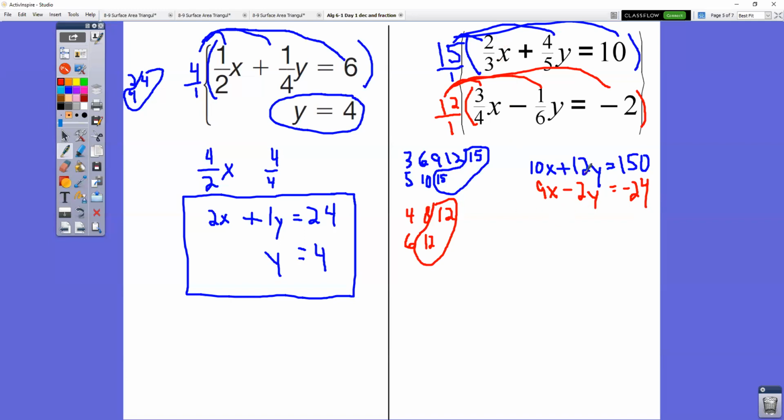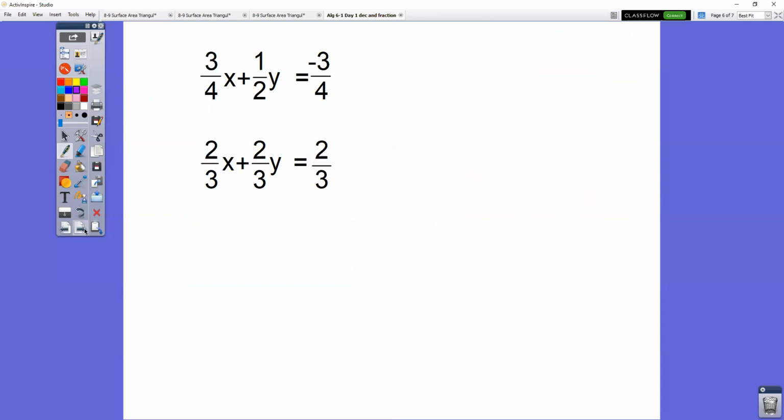All right. We would make opposites with our y's. If I was going to solve this one, I would multiply this bottom equation by 6 because I'm trying to make opposites with my 12 and my negative 12. So go ahead and try to just do the equation part. Just make the equations for these two. Try this one on your own. Go ahead and try and make the equations for these, please.